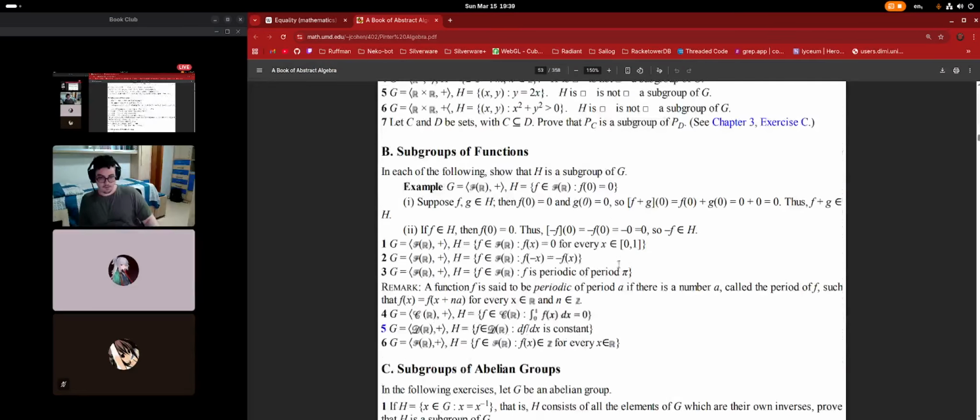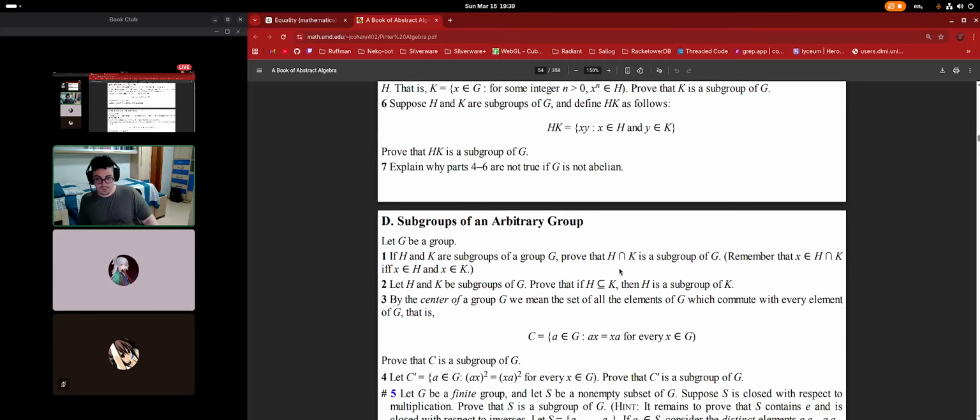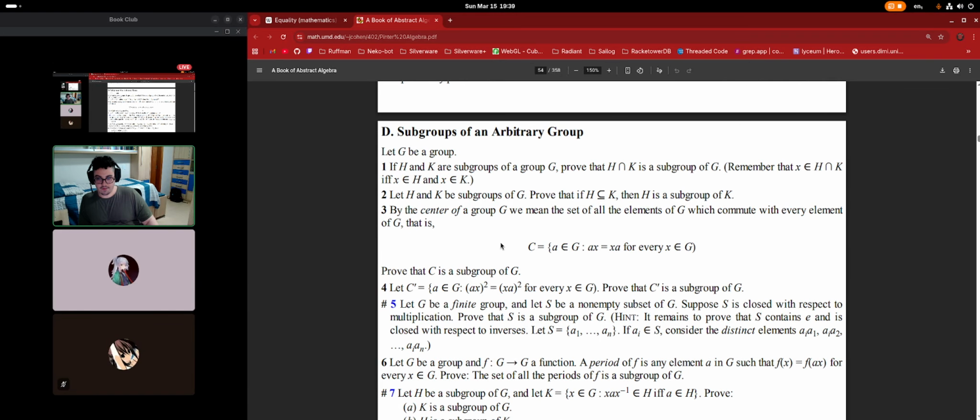Okay, so D, subgroups of an arbitrary group. If H and K are subgroups of a group G, prove that their intersection is also a subgroup. This to me is very intuitive, but how would we go about proving that?